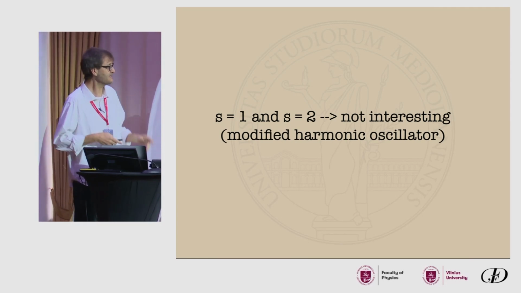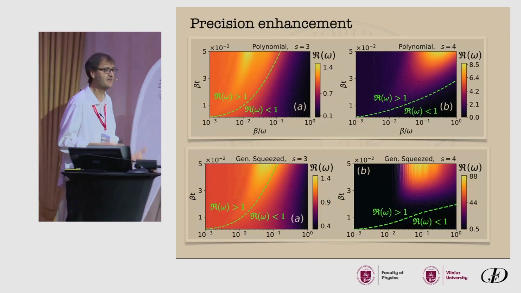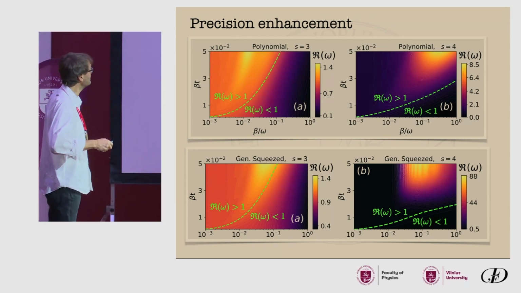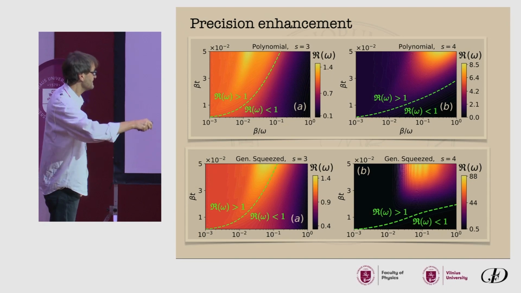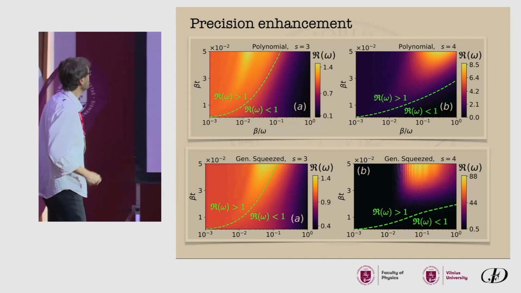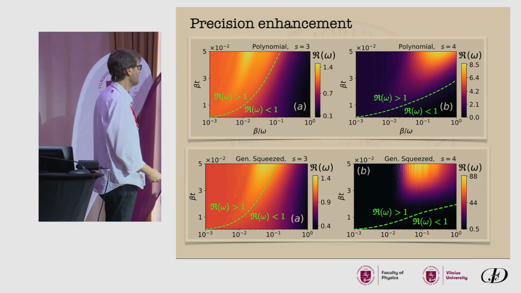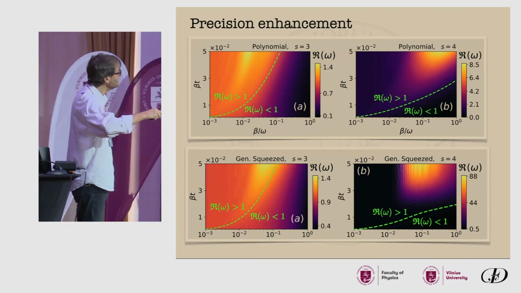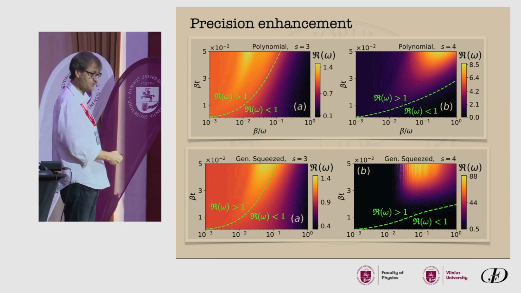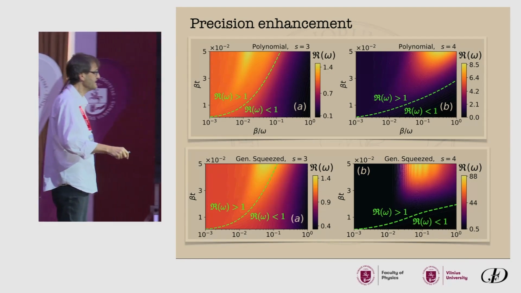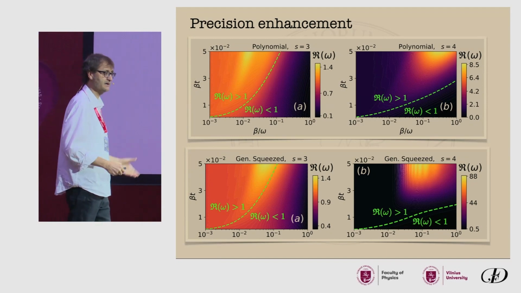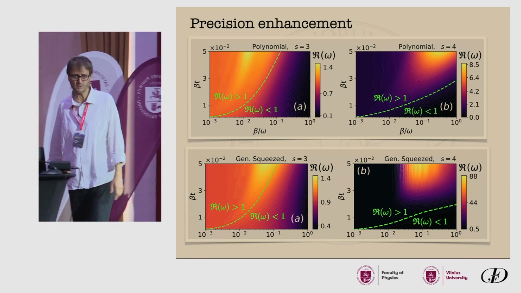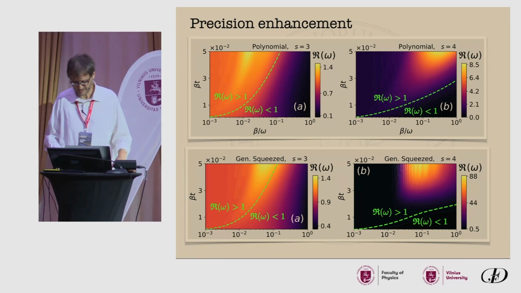And let me start with the genuine nonlinearities. And here are the results. Notice that the scales are very different. And this is the polynomial scale and the generalized squeezing. So if you have enough time and enough nonlinearity, then you gain something. And you may even gain a lot. There is a reasonably large range of parameters where you gain a lot.